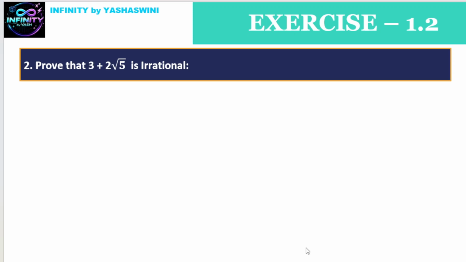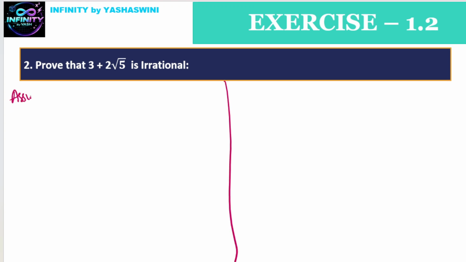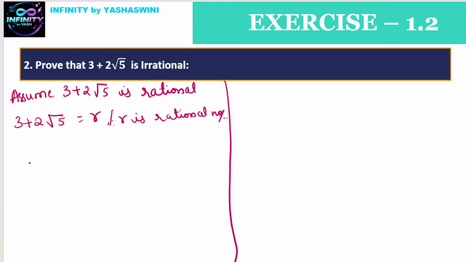And the next question is prove that 3 plus 2 root 5 is irrational. So in the first step, assume the opposite, that is, assume 3 plus 2 root 5 is rational. That means 3 plus 2 root 5 is equal to r, where r is a rational number. To prove a number is irrational, we first assume it as rational. If this assumption leads to a contradiction, our assumption is wrong.